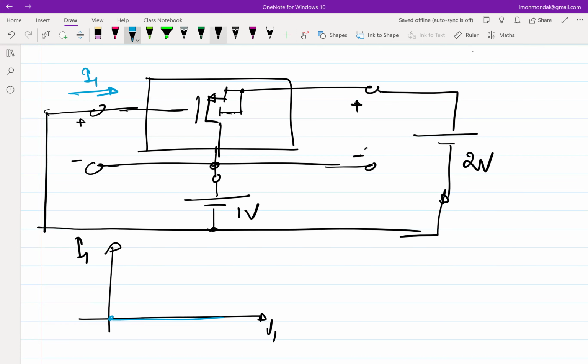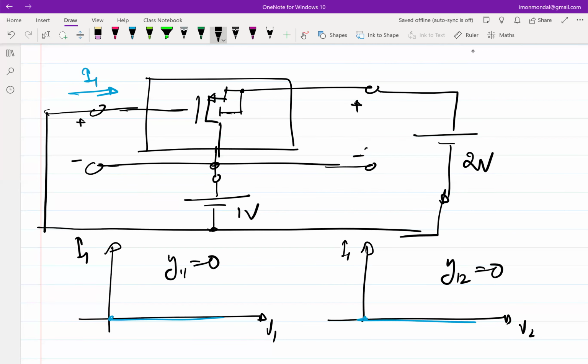Similarly, what will be the I1, V2 plot? This will also be absolute 0, right? Which means your Y11 is also 0, Y12 is also 0. Yes.